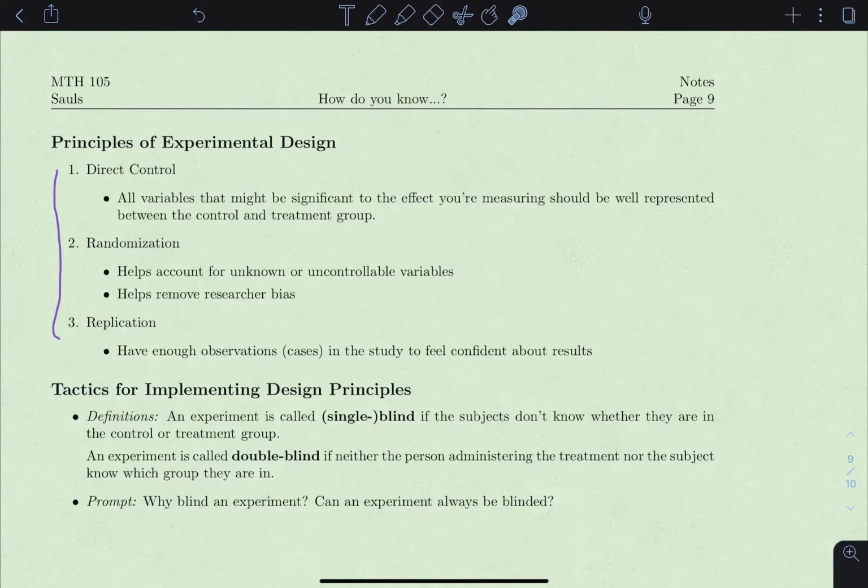Alright, so let's talk about some tactics for implementing these principles. There's a couple definitions here. We have blinding, single blinding, and double blinding. An experiment is called single blind if the subjects don't know whether they're in the control or the treatment group. This is often accomplished with a placebo.